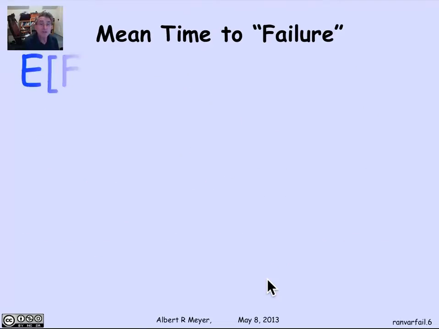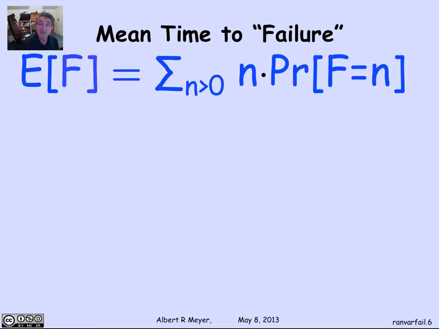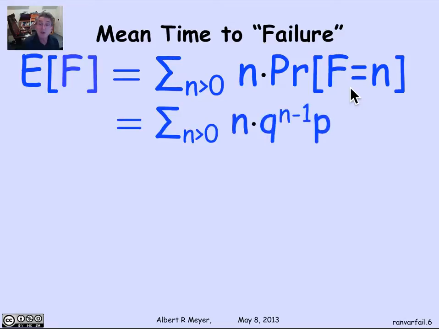All right, so what's the formula for the expectation of F? By definition, it's the sum over all the possible values of F, which in this case are integers n greater than 0, of n times the probability that F equals n. We figured out that the probability that F equals n is q to the n minus 1 times p. And now I'm going to observe that we really do know how to evaluate this sum easily enough. I'm going to factor out the p, and it becomes a sum over n greater than 0 of q to the n minus 1 times n.